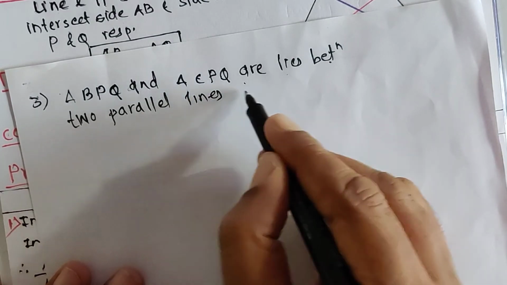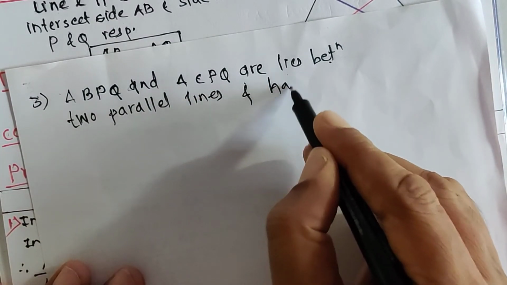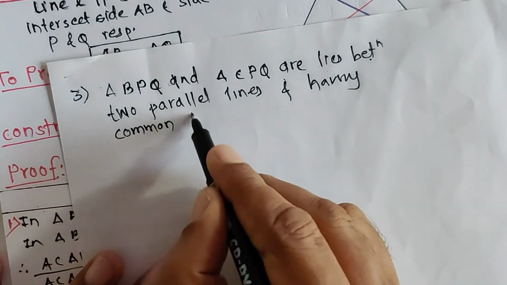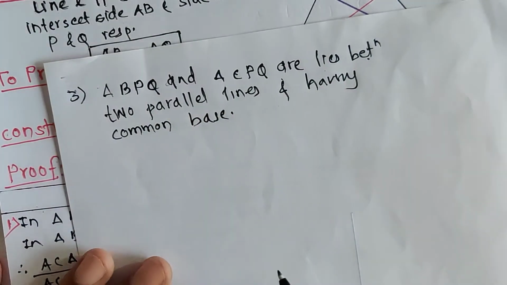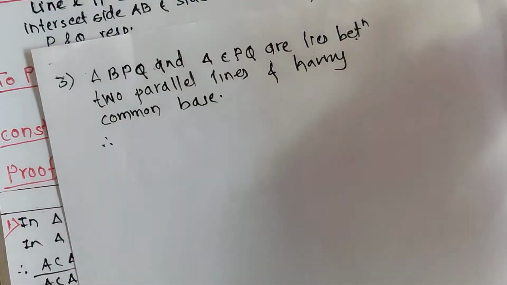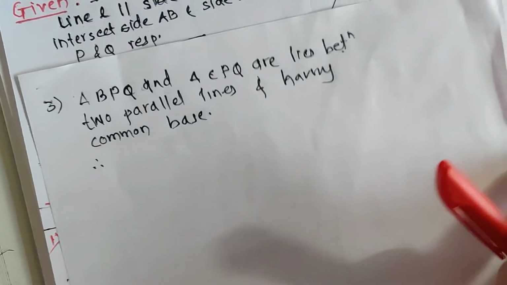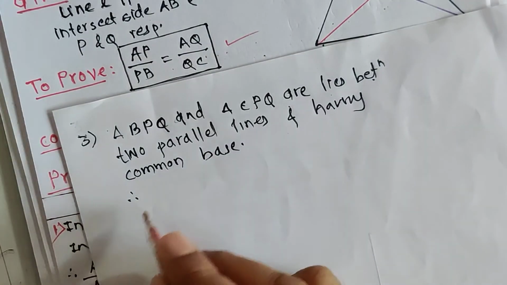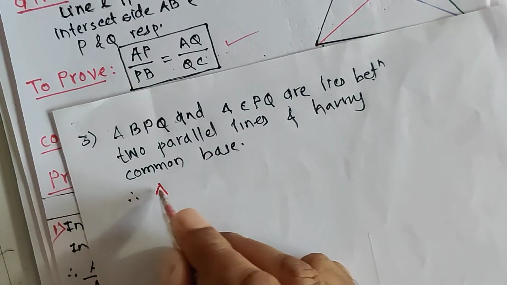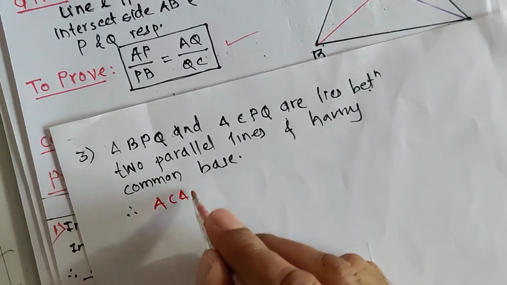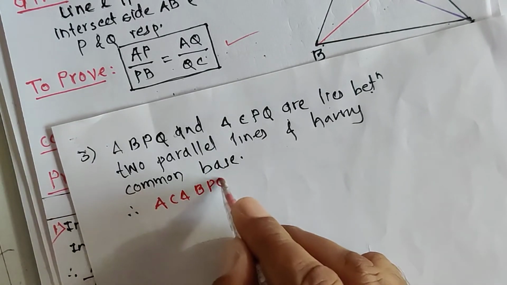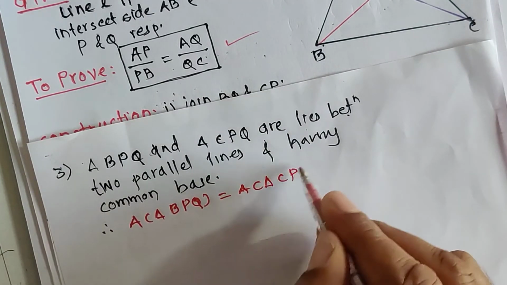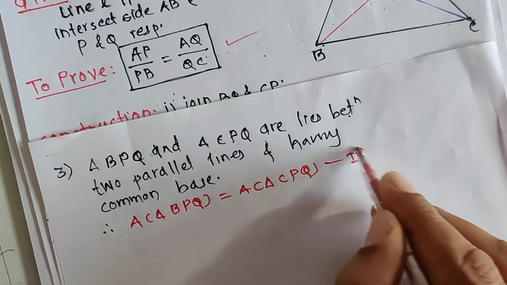lines and have a common base, and therefore their areas are equal. These are equiareal, common base, common height. Therefore what can we write? Area of triangle BPQ is equal to area of triangle CPQ. This is our statement number 3.